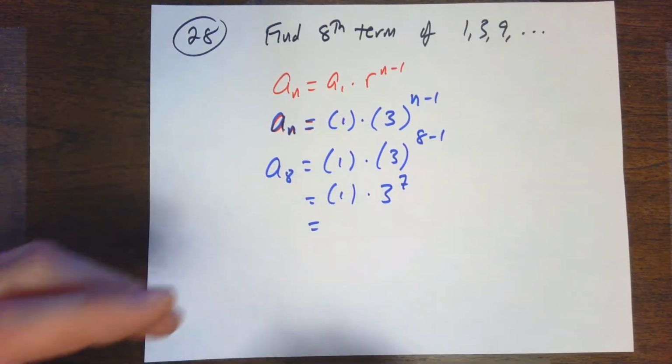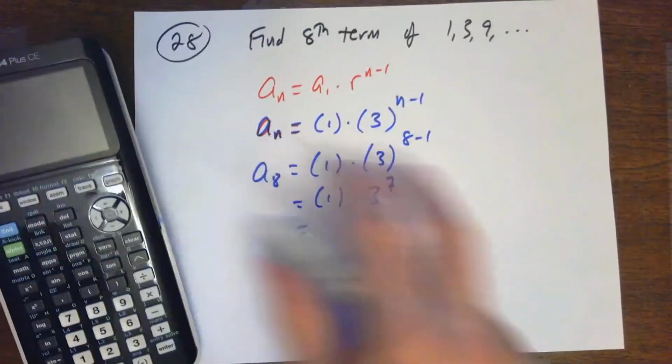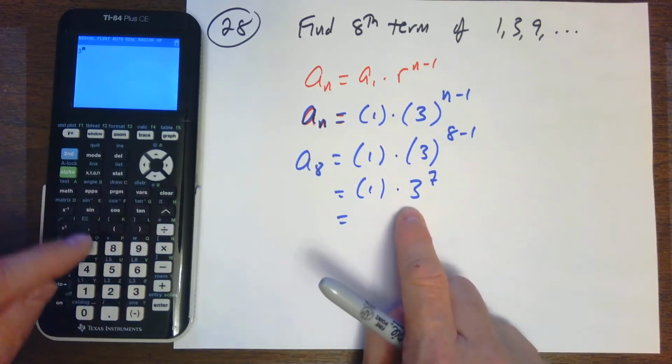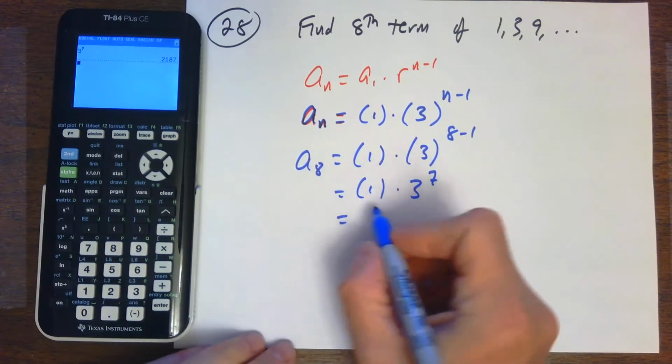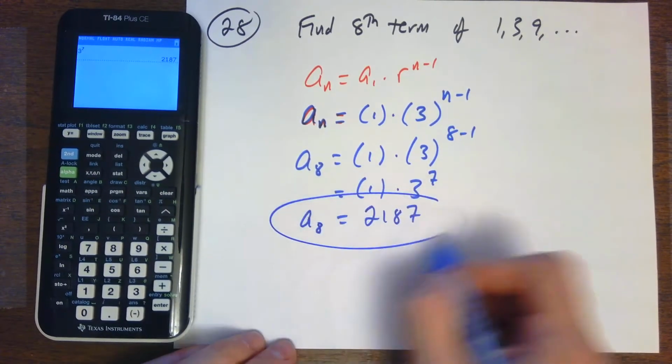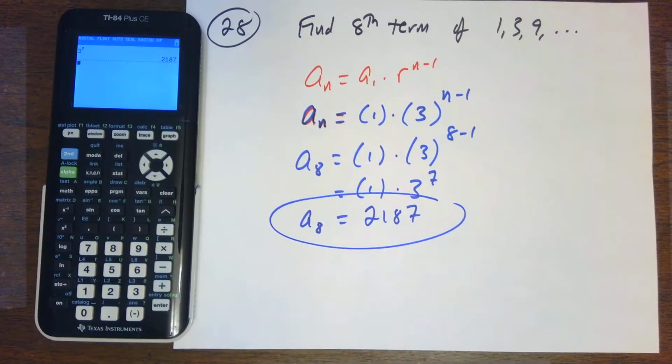3 to the 7th, oh gosh, that's getting to be a big number there. Let's use our calculator to help us out. 3 to the power of 7 is 2,187. So the 8th term is 2,187. Notice how we created a formula there first. All right, so very similar to arithmetic, but it's a different pattern and a different formula. Let's take a look at another question.